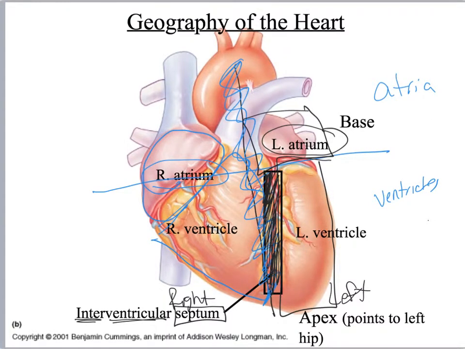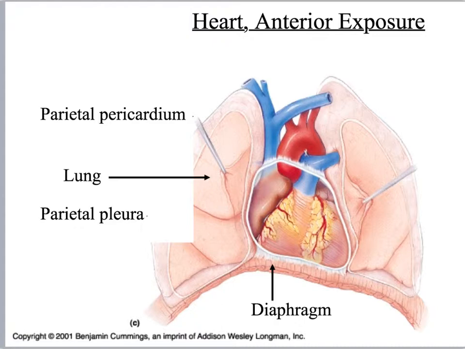Okay, next slide. All right, the heart sits in the ventral body cavity, in the thoracic body cavity, okay? And then the thoracic, you'll remember, is divided into the pleural cavity, the right and left pleural cavities and the mediastinum. And then within the mediastinum, you have the pericardial cavity.